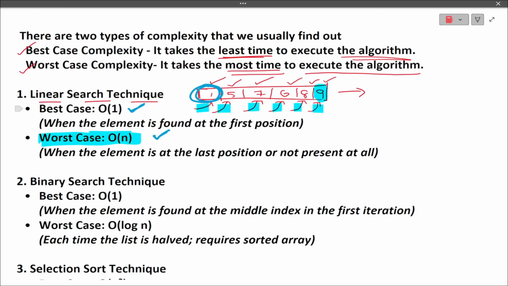Yeah, because it will work only once. If found, then it will be stopped, right? Why will it again search in other places of this particular array?